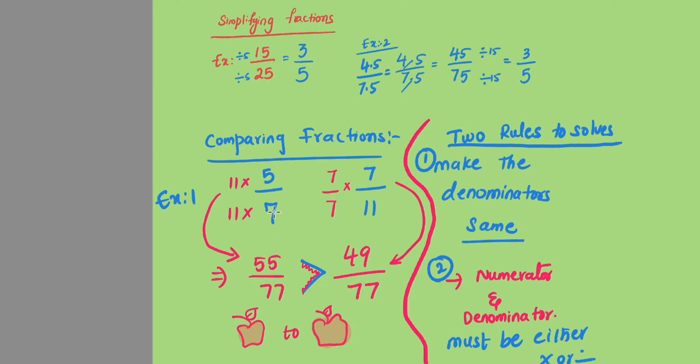So let's see. Here the denominator for the first fraction is 7. The denominator for the second fraction is 11. So the first goal is to make these two denominators the same. They are not in the same multiplication table. So what I have to do is take this denominator and multiply it with this fraction, and take this denominator number and multiply it with this fraction. Now you have to multiply numerator and denominator. You just can't do only the denominators.